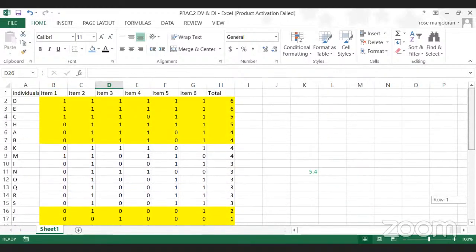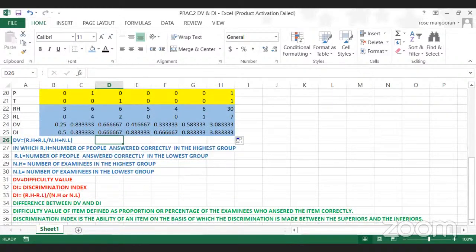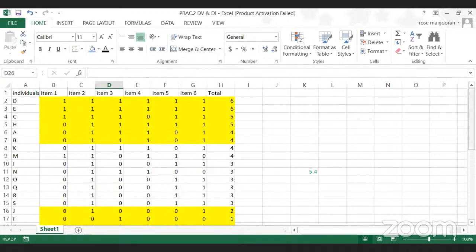Any more questions? I have one question. The first step is arranging the scores, I think. Yeah, you have to arrange it in descending. So when we see this one, it's not arranged, it's D, E, C, H, A, B, like that. This is the individuals actually. You will arrange in descending order on the basis of their total.